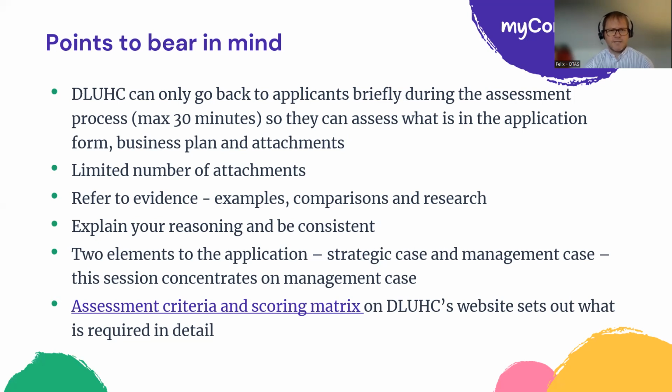There's only a very limited number of attachments that you can provide along with it. So it may be that you need to be a little bit clever about that when you're submitting your business plan. You might want to put any extra information you have on community consultation or letters of support or whatever that is into appendices in your business plan, because you won't have a lot of opportunities to submit attachments. Always refer to evidence if you've got examples, comparison, research. Explain your reasoning and be consistent.